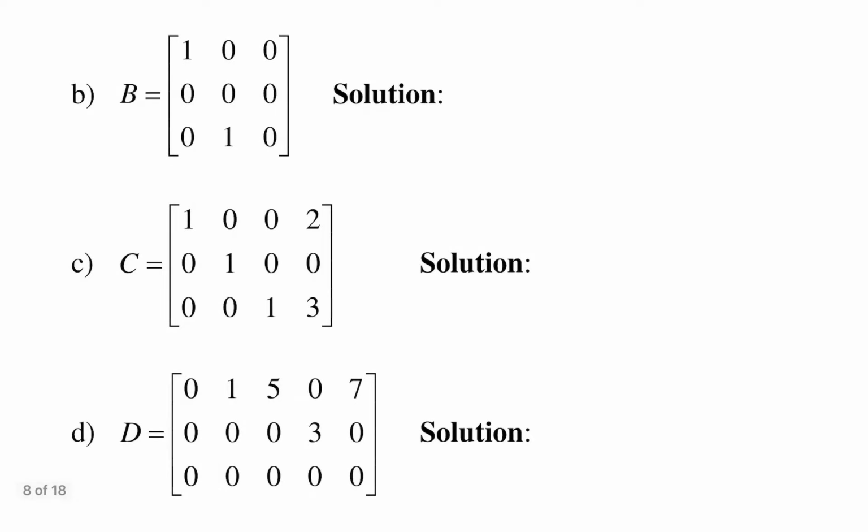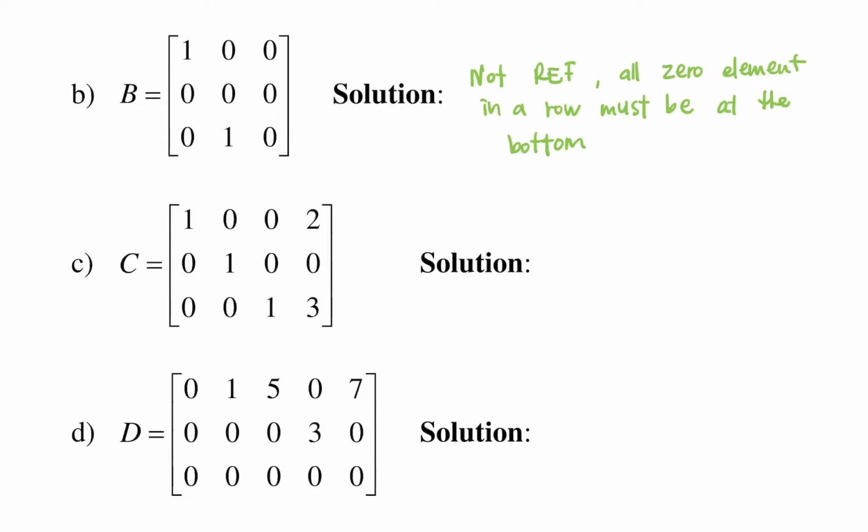Next, we have matrix B. As you can see here, in matrix B, we have a zero row on the second row. It should be on the third row. So this one is not REF, because when we have all zero rows, they must be at the bottom of our matrix.